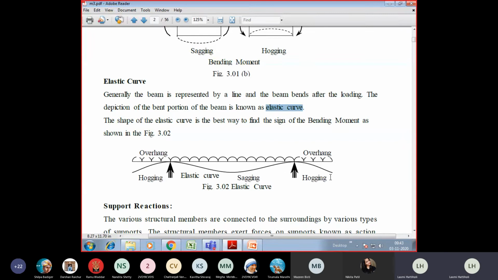So you will get four diagrams. Simply supported beam, one with UDL, one with concentrated load. Cantilever beam, one with UDL, one with concentrated load. Will you draw me the elastic curve?